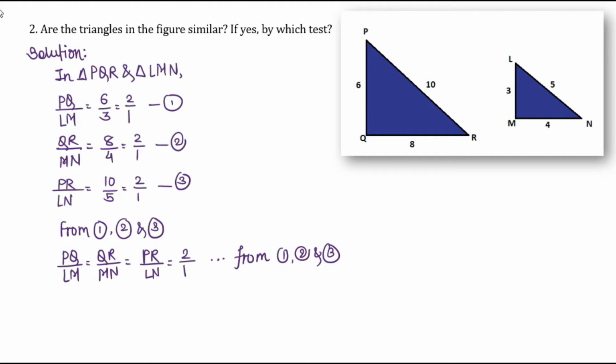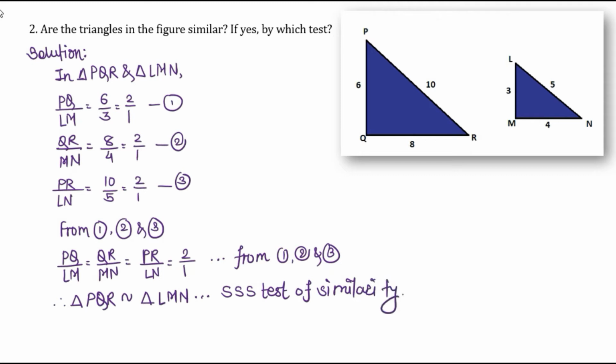So all these ratios, the ratios of corresponding sides of the two triangles PQR and LMN, are the same. Therefore, triangle PQR is similar to triangle LMN, according to the SSS test of similarity. Okay, this is the answer for this problem.